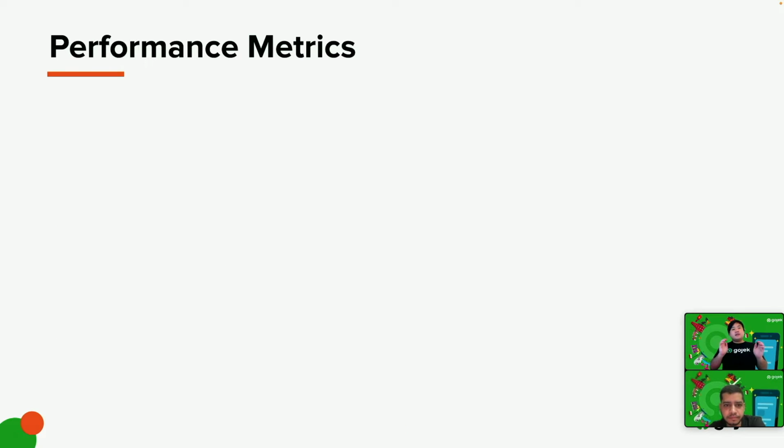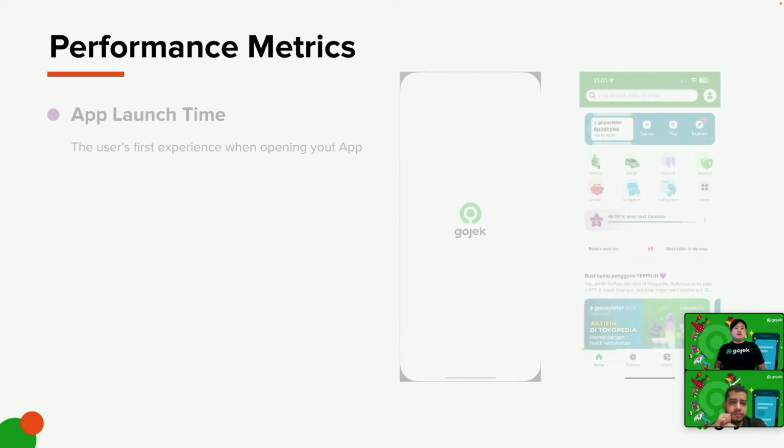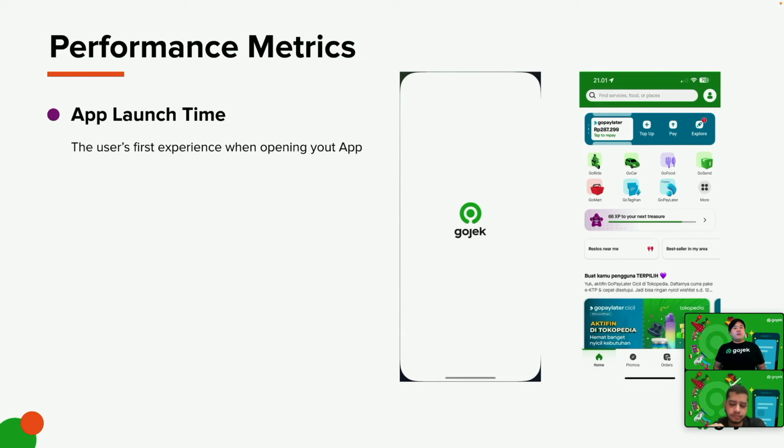So, what are the metrics we use for measuring performance in a mobile app? There are two main metrics. First, app launch time. This is the user's first experience when opening an app. It is the time they need to wait before the app is ready to be used. It's very critical because a long launch time will delay the user in performing a task, which may frustrate them.